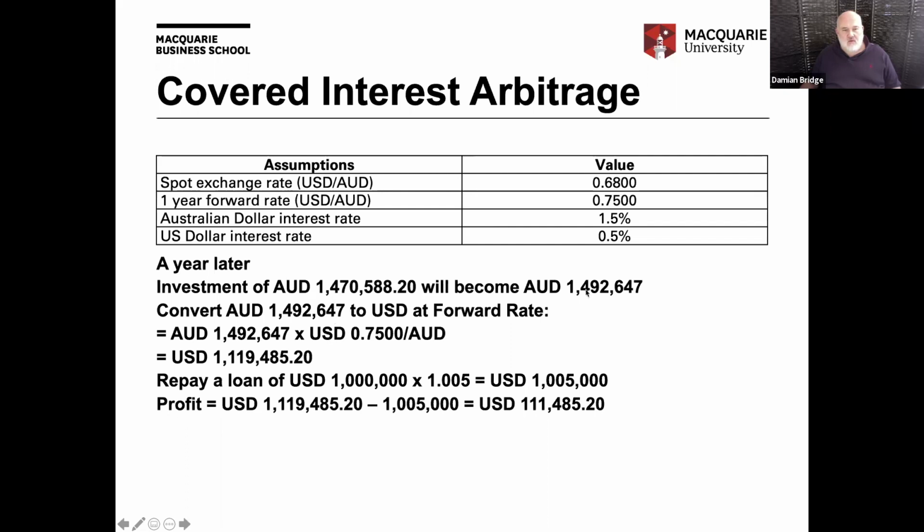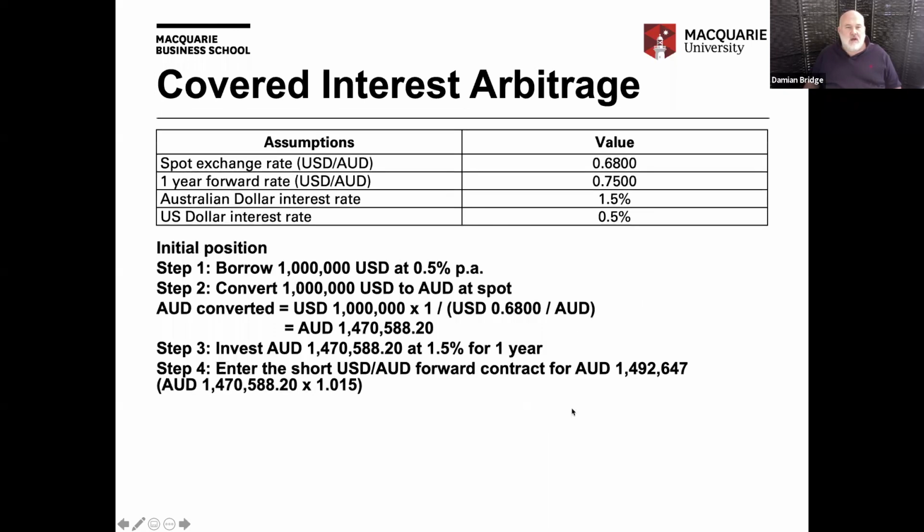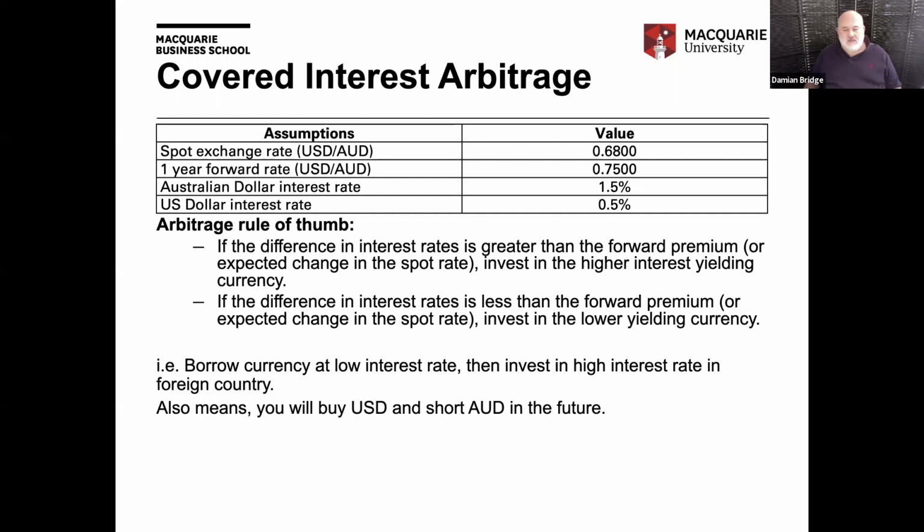Now, a year later, we said the 1,470,000 becomes 1,492,647. We convert that back at the forward rate, and that's going to give us 1,119,000. We repay our loan of 1,005,000, and that's going to give us an arbitrage profit of 111,000.